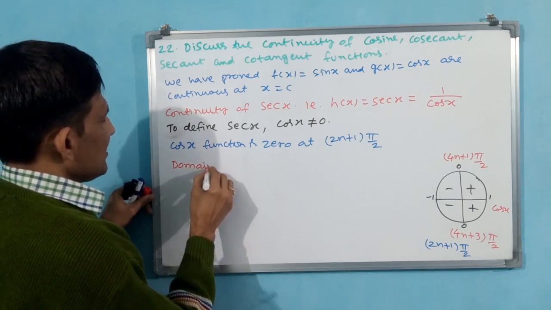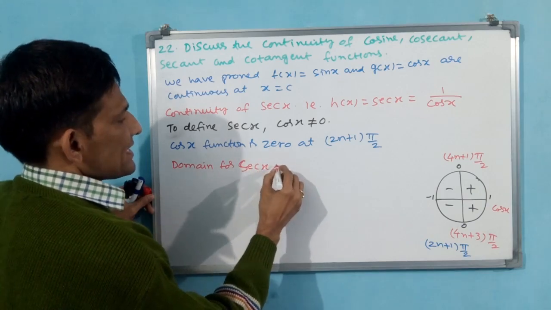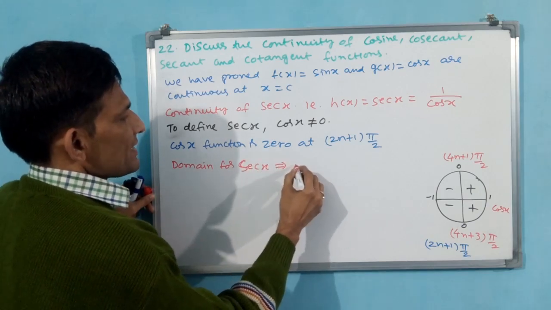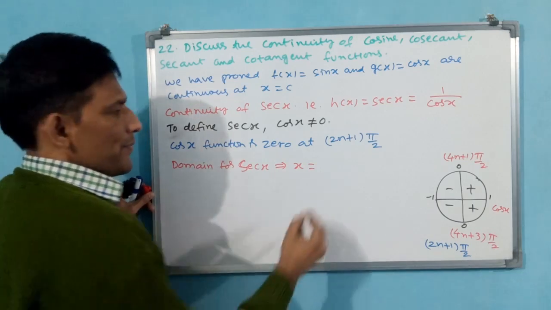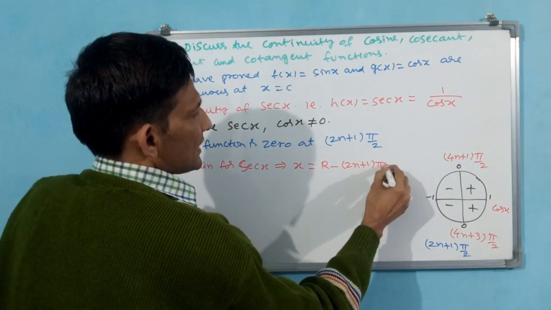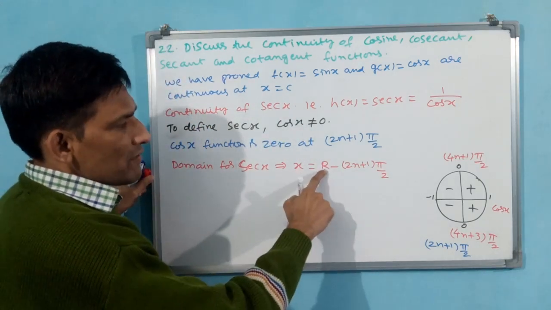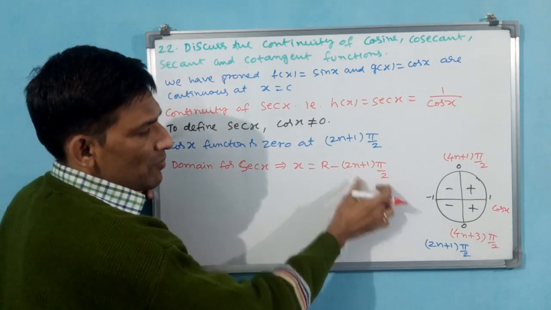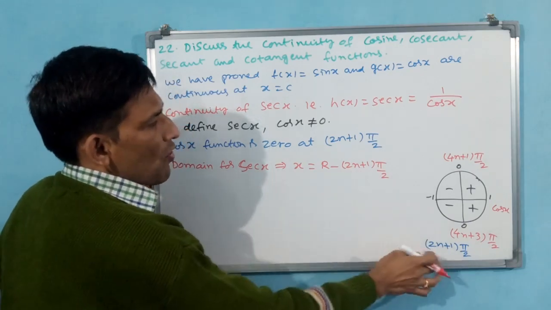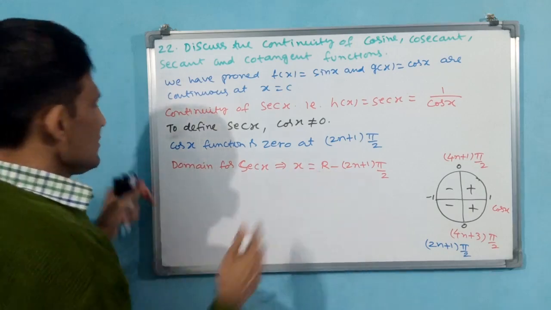Domain for secant x implies x is equal to R minus (2n plus 1) pi by 2. The domain of secant x is R minus (2n plus 1) pi by 2; you have to avoid (2n plus 1) pi by 2, anything else you can give. This is the domain.